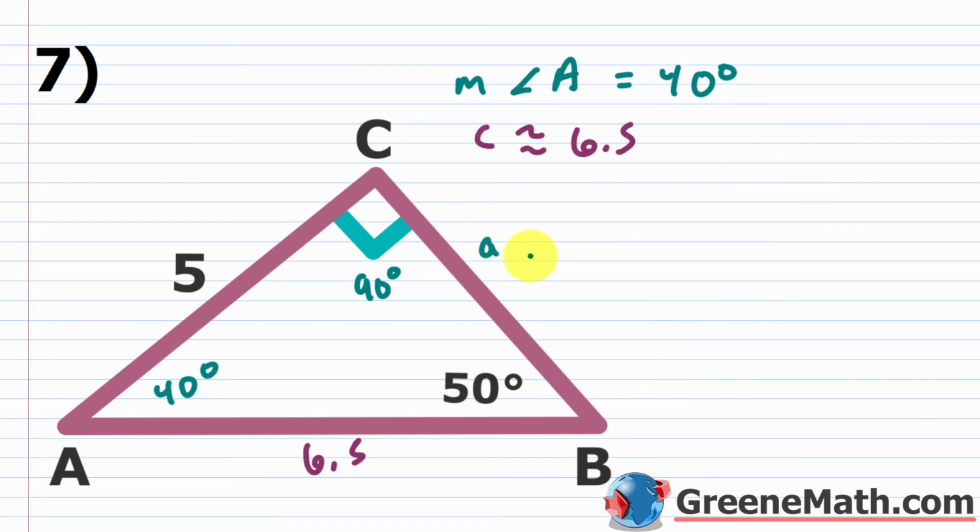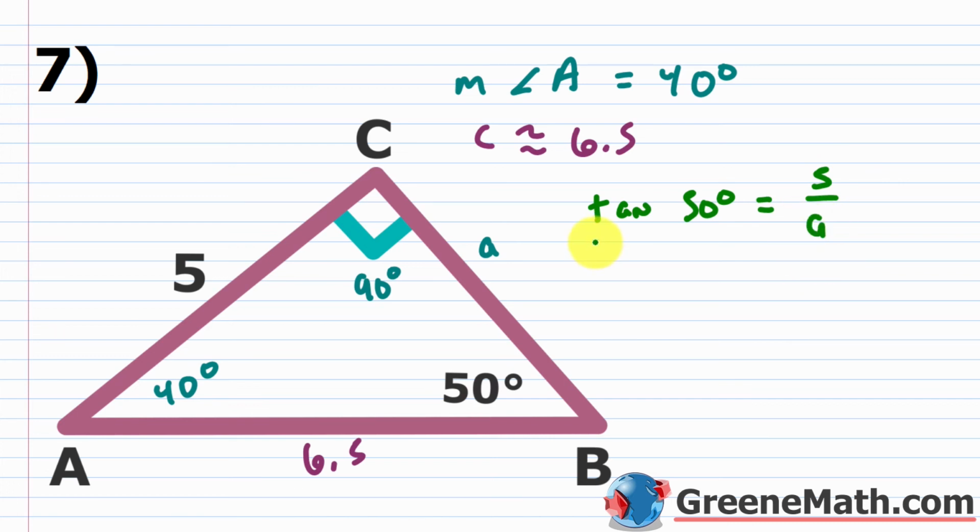Okay, so for this side A, there's a lot of different choices. I think it's better to work with this side here that was given versus work with this hypotenuse that you estimated. So lots of different choices here. What I'm going to do is use my tangent. So the tangent of this angle B would be the opposite over the adjacent. Okay, so I can say that the tangent of this angle, which is 50 degrees, is equal to the opposite, which is 5, over the adjacent, which is A.